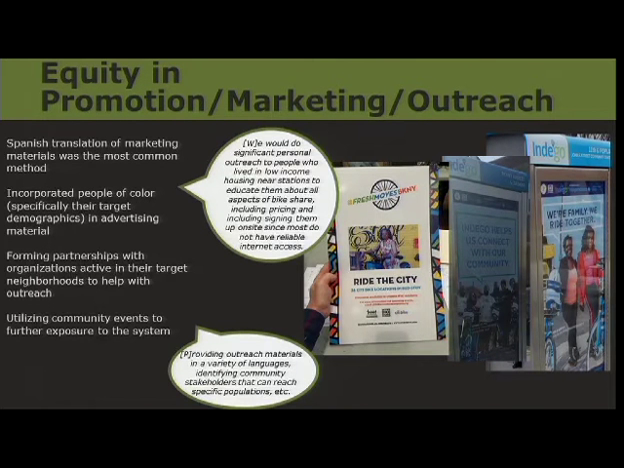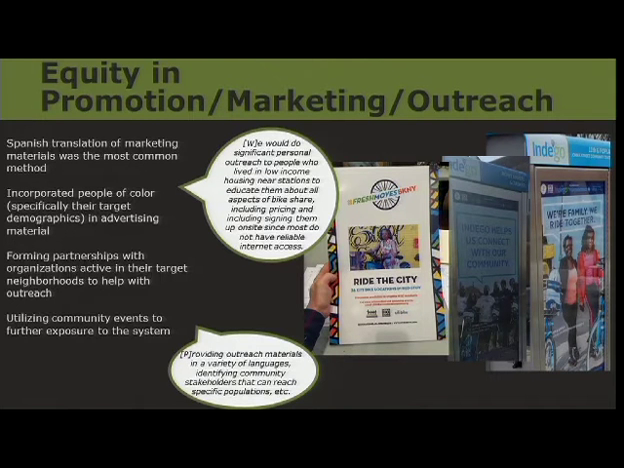Equity in promotion, marketing, and outreach. This was the third largest impact for equity in the system. A lot of systems were looking at how they were generating their marketing materials, what they were trying to convey through those materials, and what they were doing to spread the message around to the populations they were trying to target.